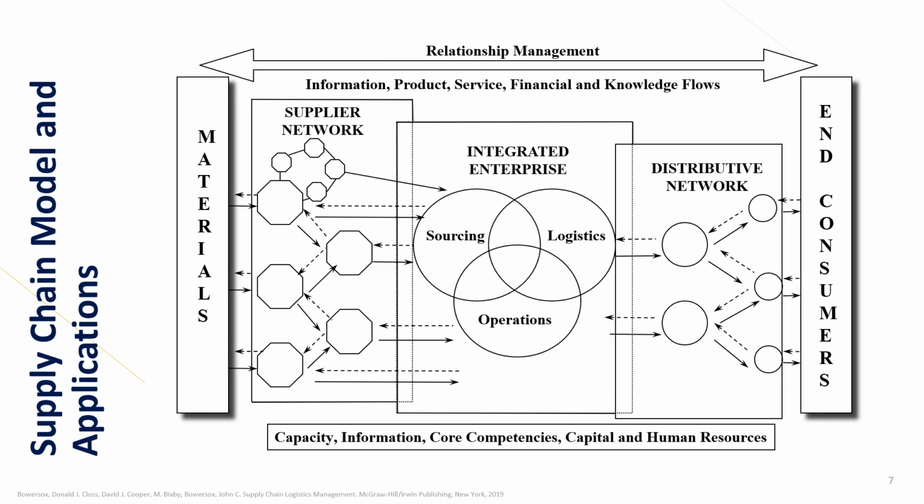This is the illustration of the supply chain model in a slightly more conventional way, where we consider supply chain as how to manage the flows of materials from the supplier networks, which then need to be handled properly inside our company or enterprise in an integrated way, including sourcing, logistics, and operations. And then we need to distribute our end products to the end customers. And all of those need to be supported by several things, like a good relationship management upstream and downstream, with proper information, product, service, financial, and knowledge flows.